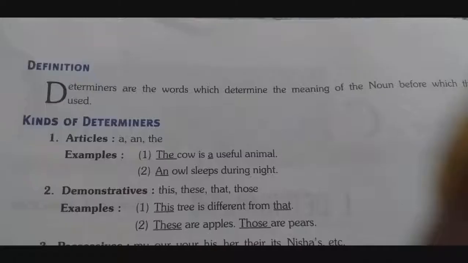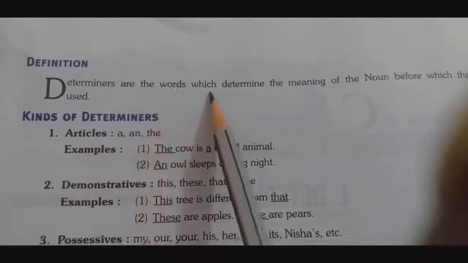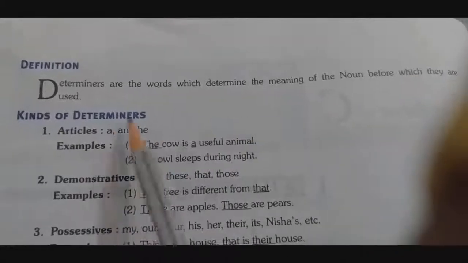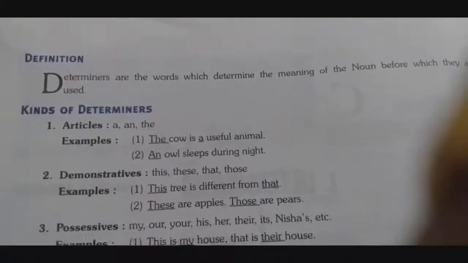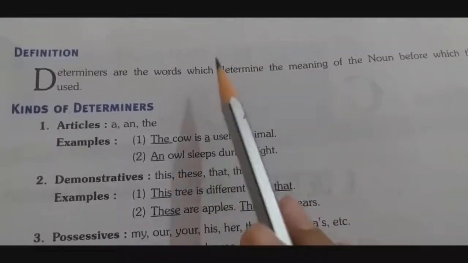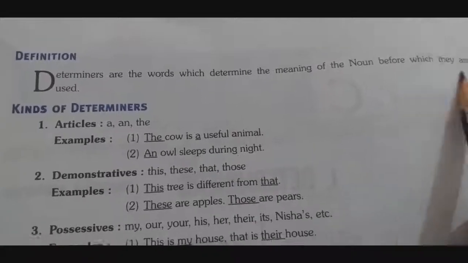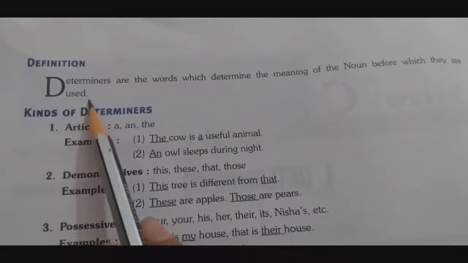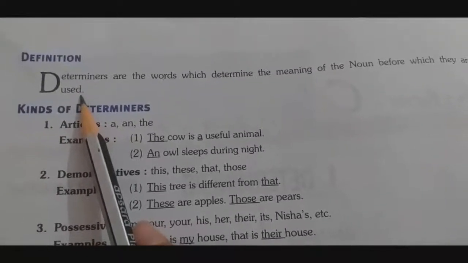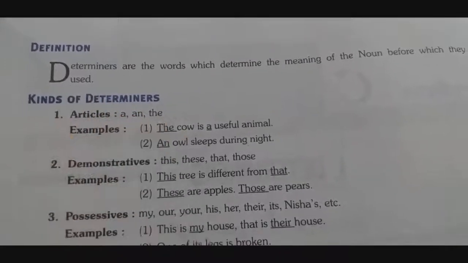Now see the definition. Determinants are the words which determine the meaning of the noun before which they are used. That means a determiner comes before nouns in order to determine the meaning of it. Now see kinds of determinants.